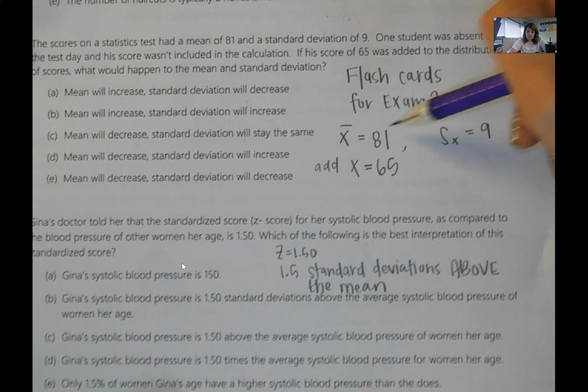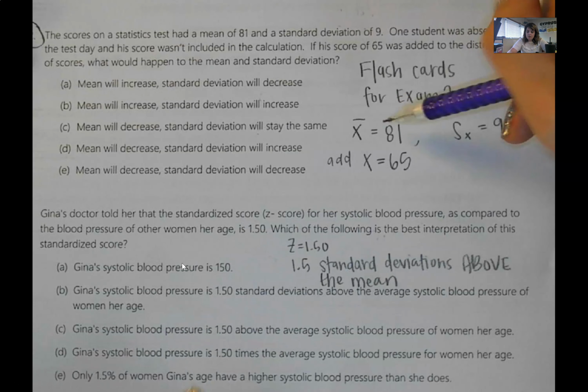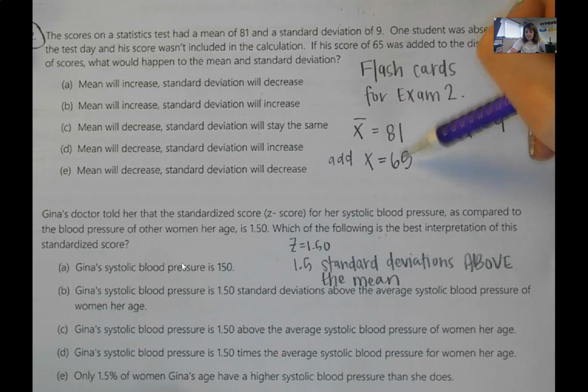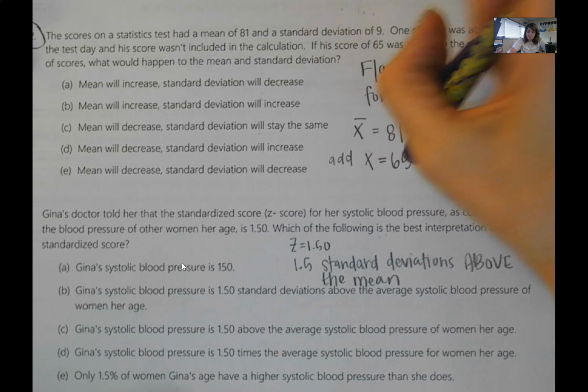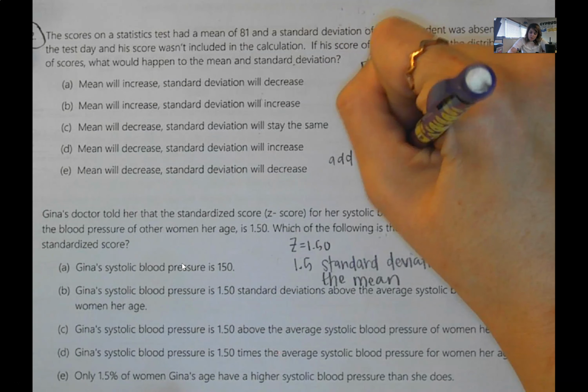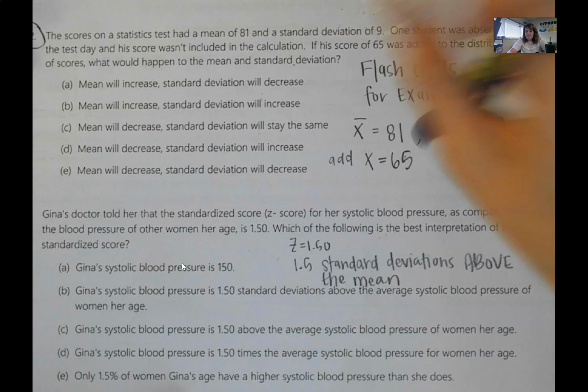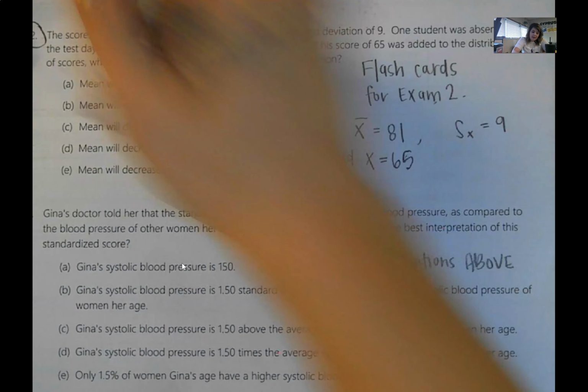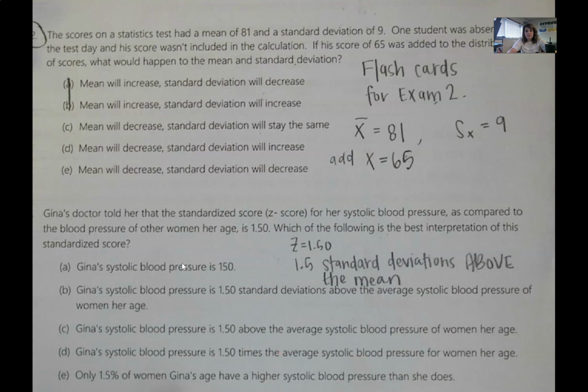Okay, so let's look at the mean first. Our current mean is 81, and this new point is below that. So our mean is going to decrease. We are adding a value that is less than the mean. So that eliminates A and B.